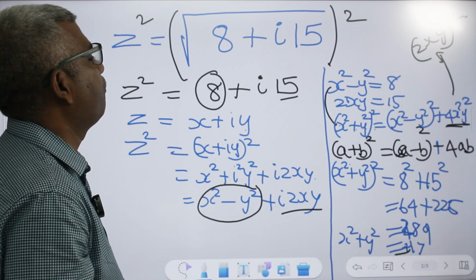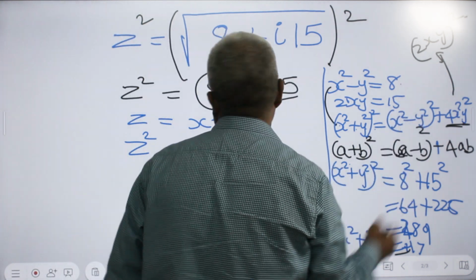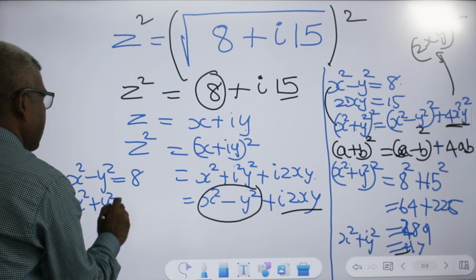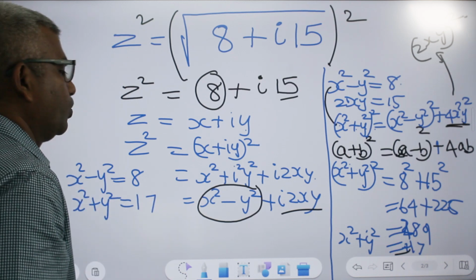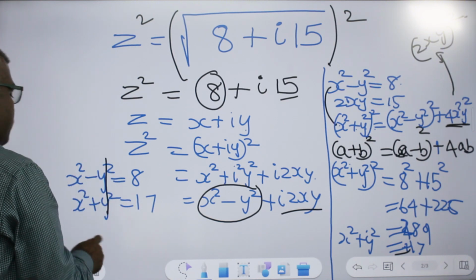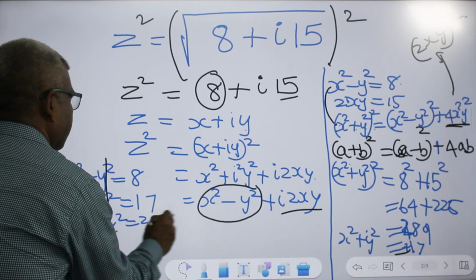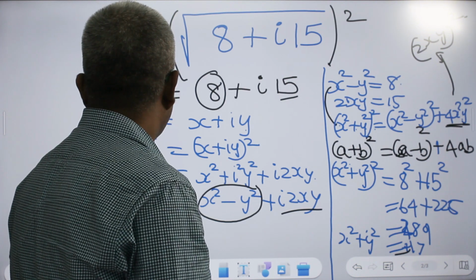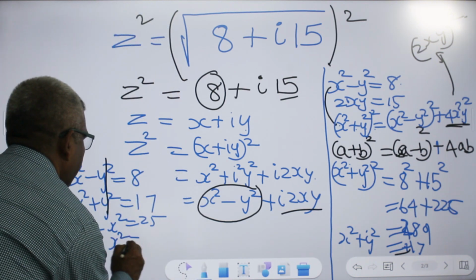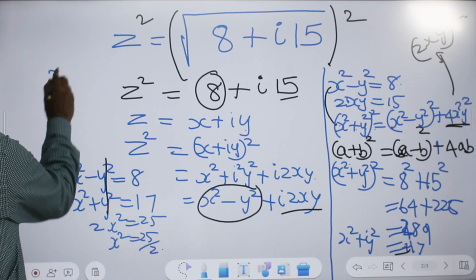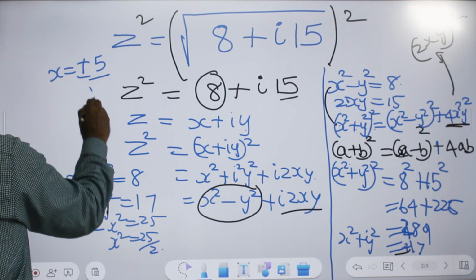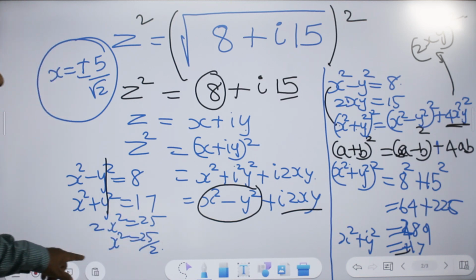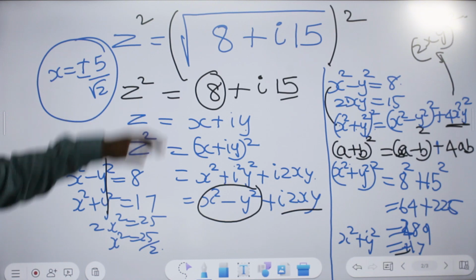Now find the value. Compare: x squared minus y squared equals 8, and x squared plus y squared is 17. Okay, add them: 2x squared is equal to 25. So x squared equals 25 by 2, and x is equal to plus or minus 5 by root 2.